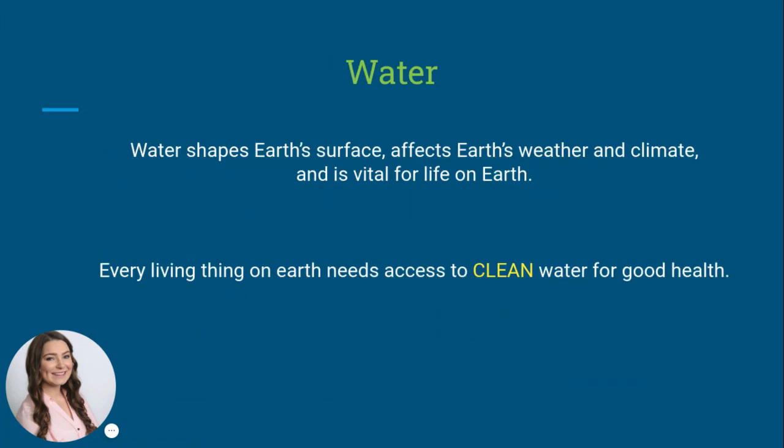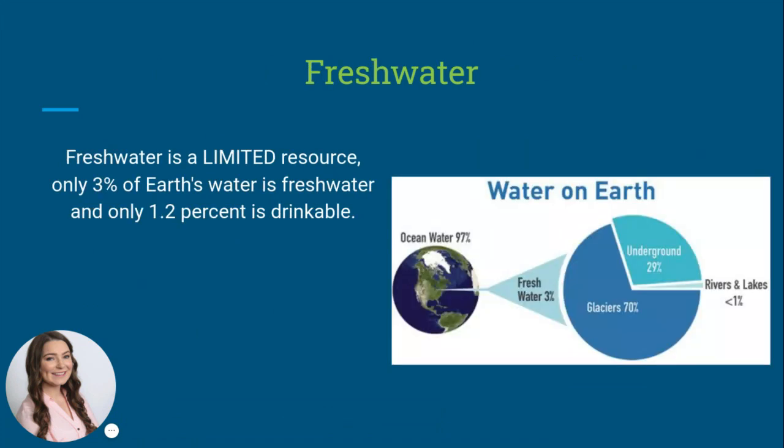Water shapes Earth's surface, affects Earth's weather and climate, and is vital for life on Earth. Every living thing on Earth needs access to clean water for good health. Fresh water is a limited resource. Only 3% of Earth's water is fresh water, and only 1.2% of that is drinkable. The rest is frozen in glaciers and in inaccessible groundwater.